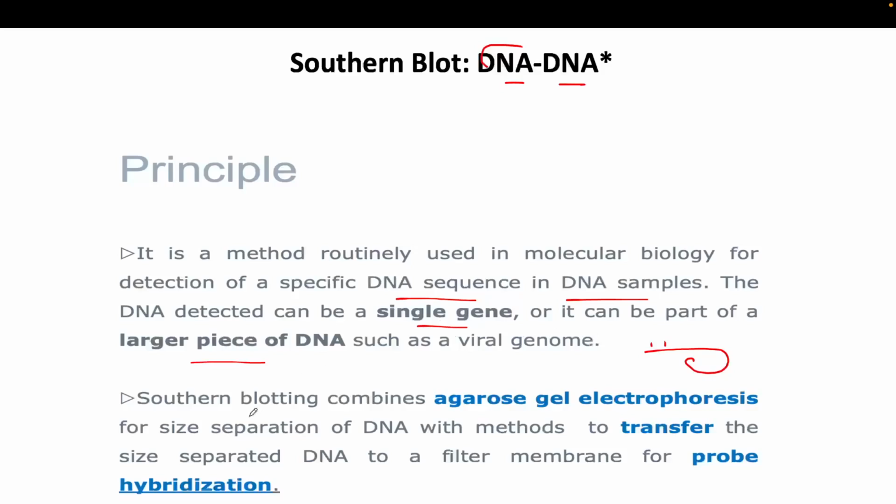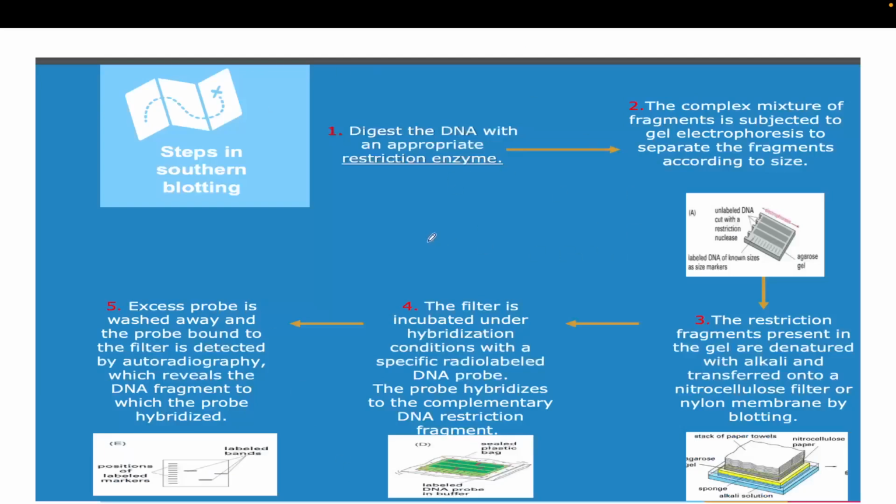Okay, so in Southern blotting, as I told you earlier, if you are doing Southern blotting or Northern blotting, then you have to use agarose gel electrophoresis. In case of protein, it is polyacrylamide gel electrophoresis. So for size separation of DNA, and after that separation you have to transfer the separated DNA onto a nitrocellulose membrane, and after that you have to hybridize this DNA with the probe. Then you have to detect it. So this is the complete procedure of Southern blotting.